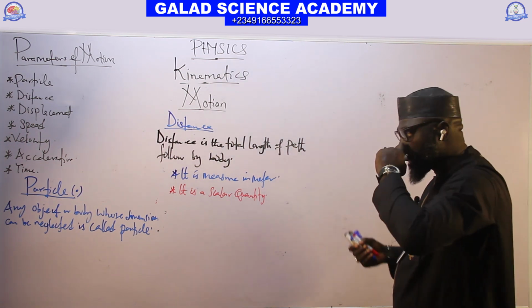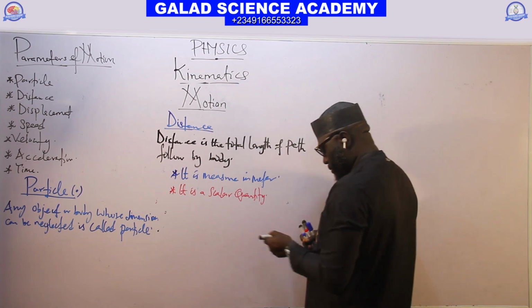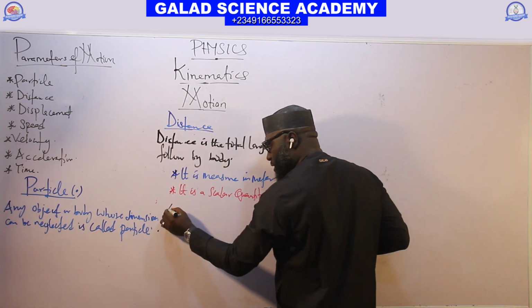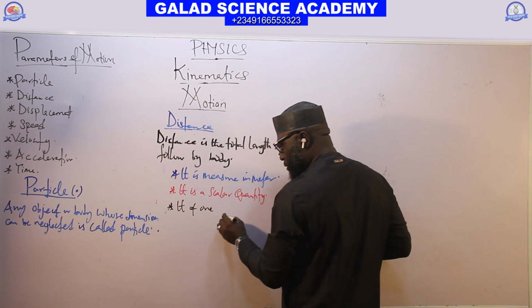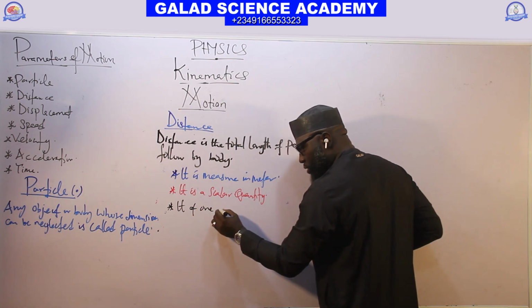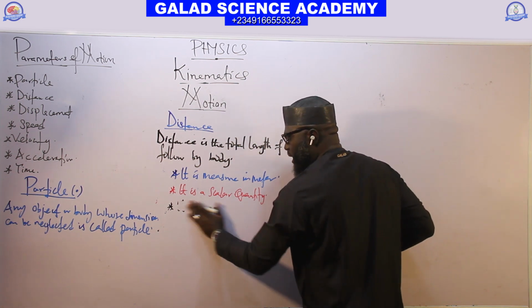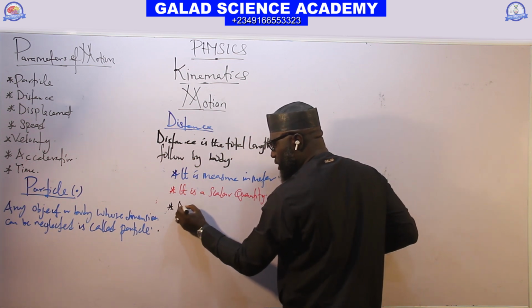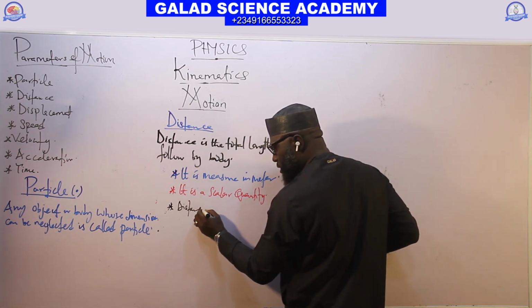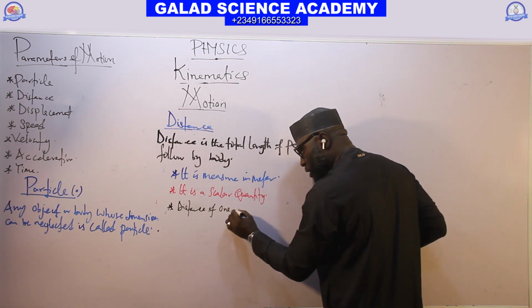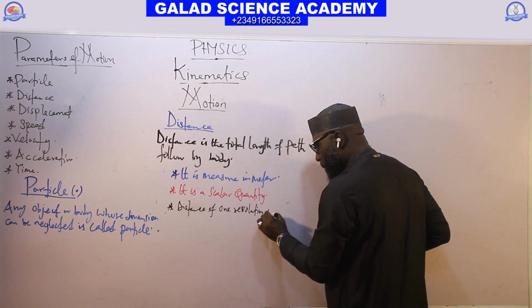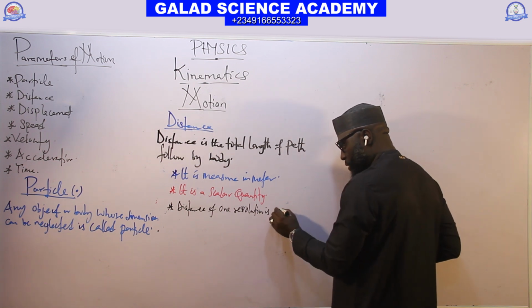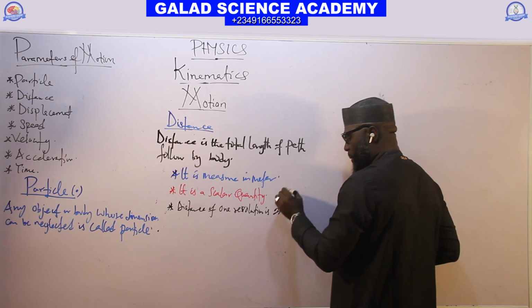And the distance of one revolution is 2 pi r.